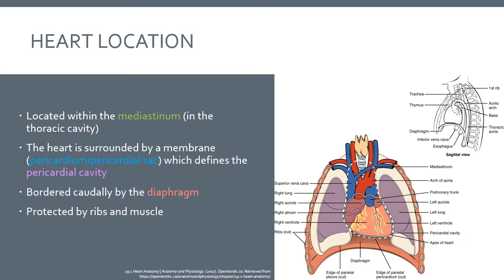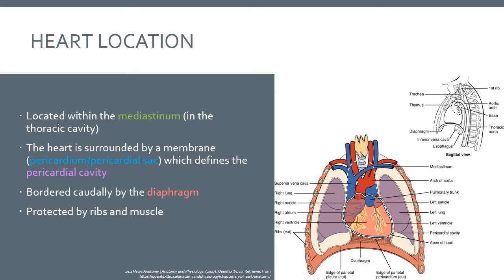The heart is also surrounded by a membrane, which is called the pericardium or the pericardial sac, two terms for the same thing. But the presence of that sac, that membrane, defines the pericardial cavity. So think of it a bit like Russian nesting dolls. The heart is within a membrane called the pericardial sac. Within the pericardial sac, that space within the sac, which is mostly heart, is the pericardial cavity, and then the pericardial cavity is within the mediastinum.